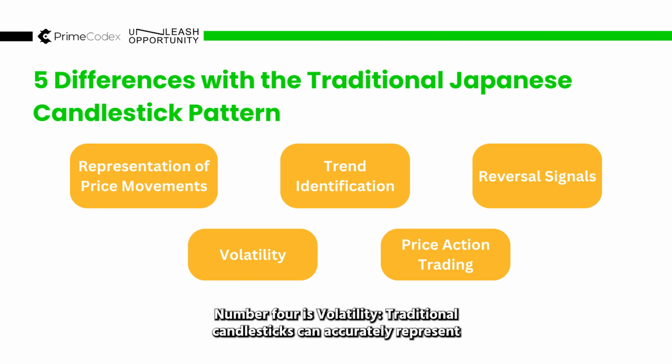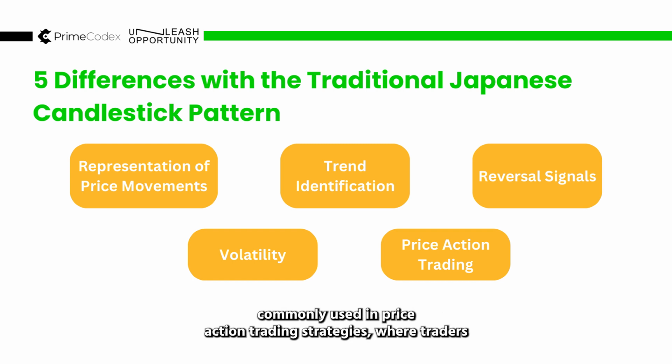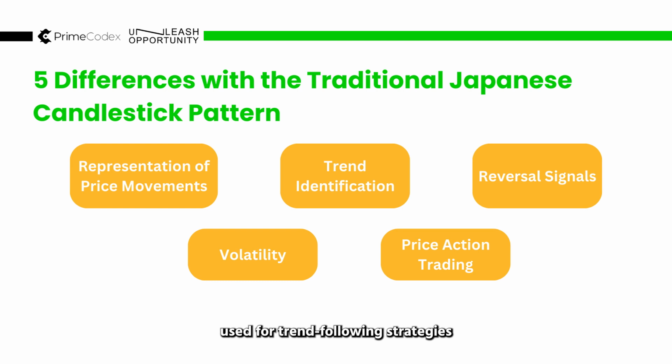Number 4 is volatility. Traditional candlesticks can accurately represent market volatility with their precise open and close price. Heikin Ashi charts may smooth out some of this volatility, which may give us better decision making. Last is price action trading. Traditional candlesticks are more commonly used in price action trading strategies where traders analyze the pattern and formation of individual candlesticks. Heikin Ashi charts are often used for trend following strategies that combine with price action trading.